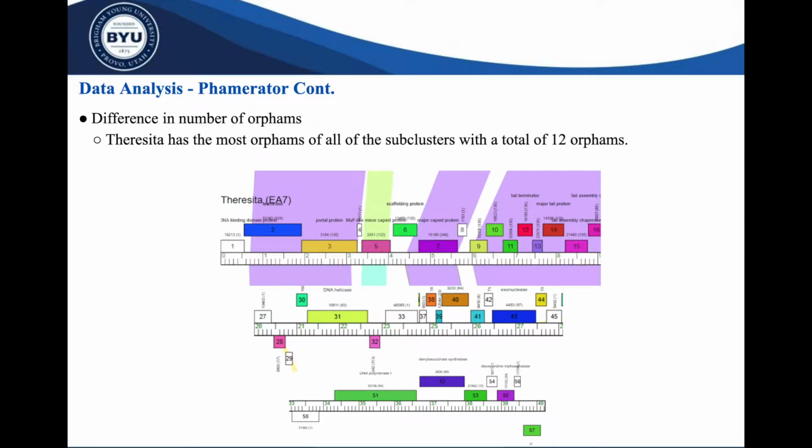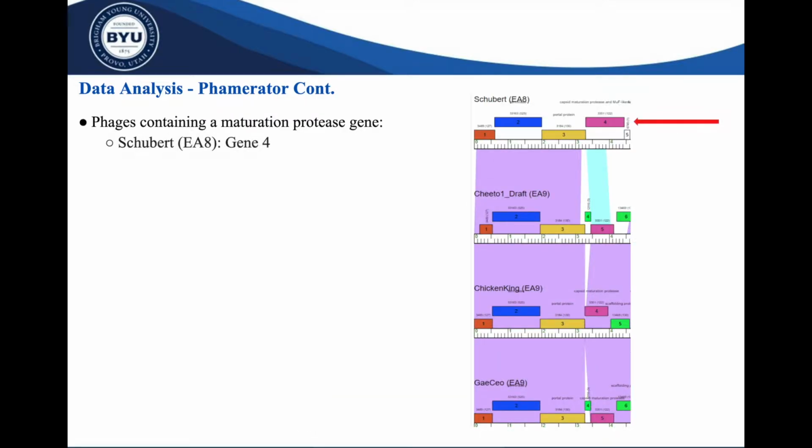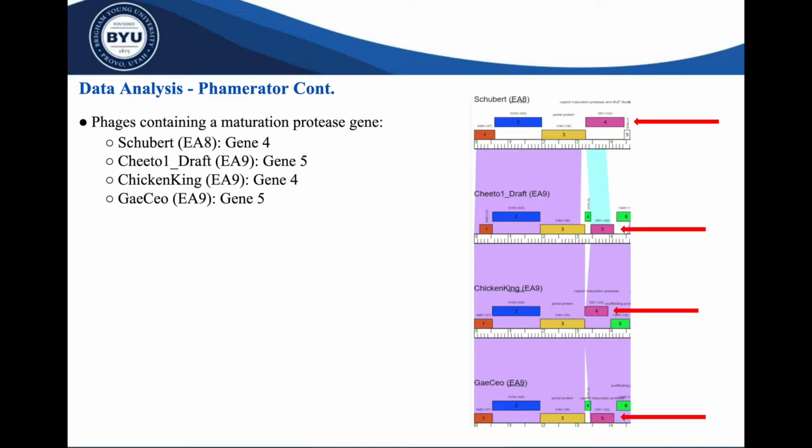Our original research showed that all genomes in subclusters EA5 through EA11 lacked a capsid maturation protease gene, but more recent findings have proven otherwise. Phages Schubert, Cheeto1, Chicken King, and Gacio all contain a capsid maturation protease gene at about the same region.